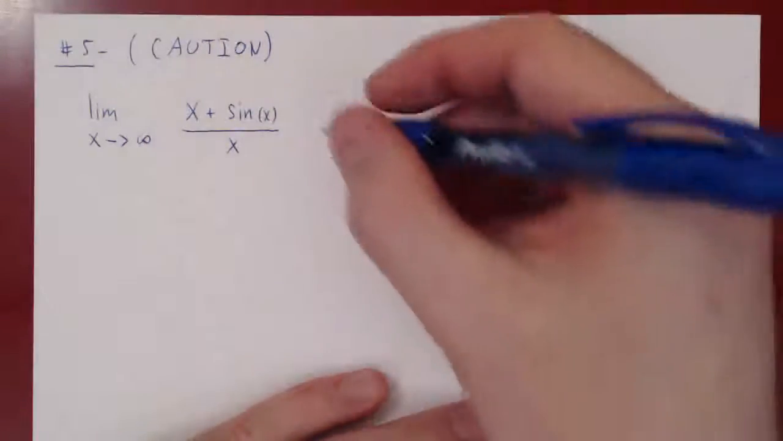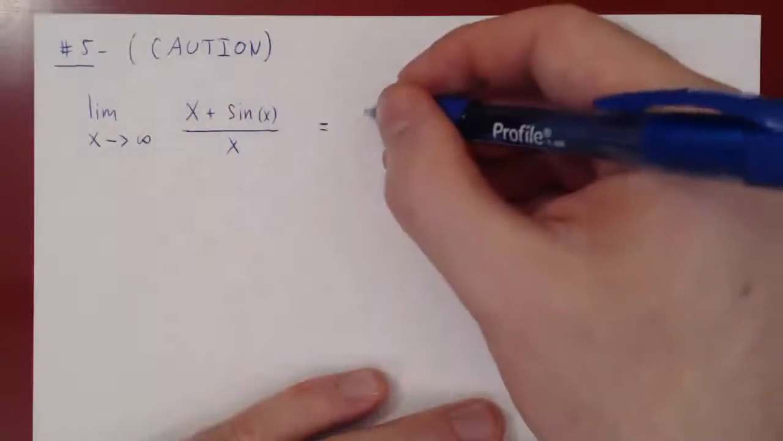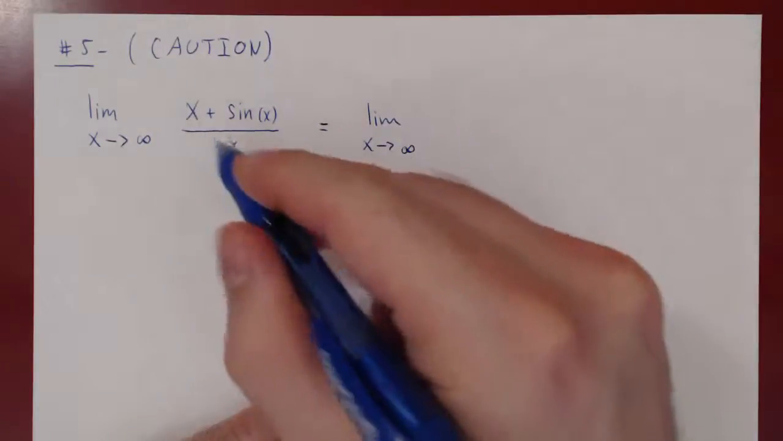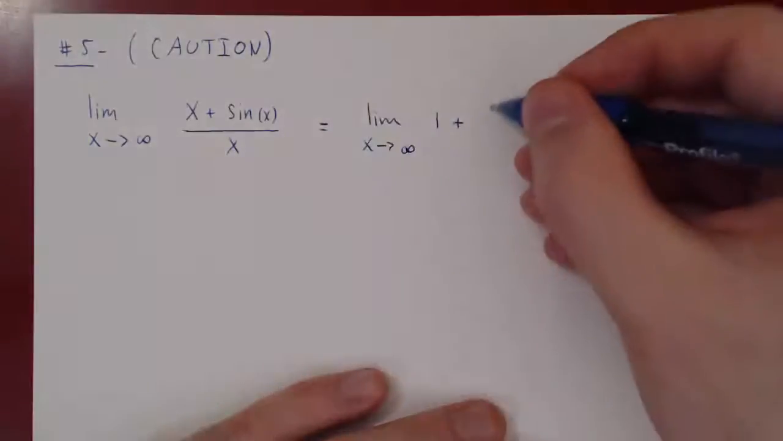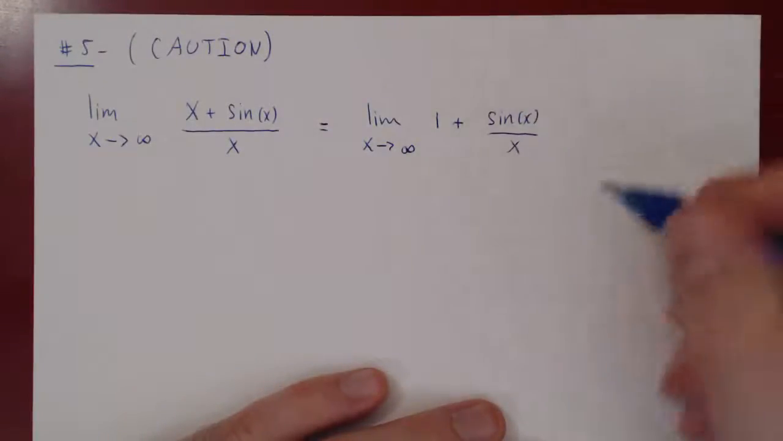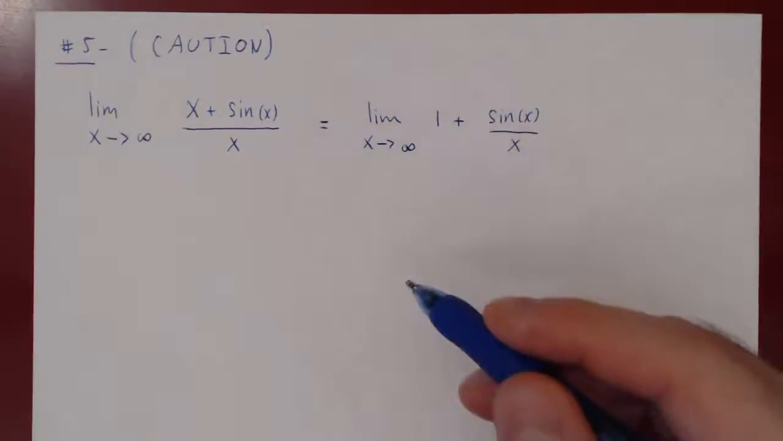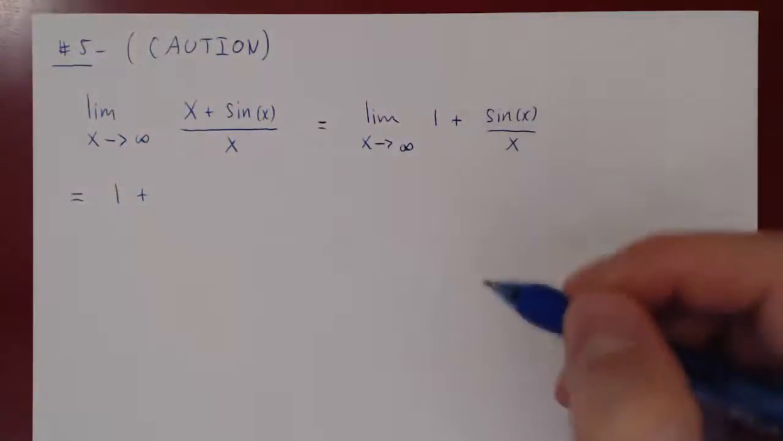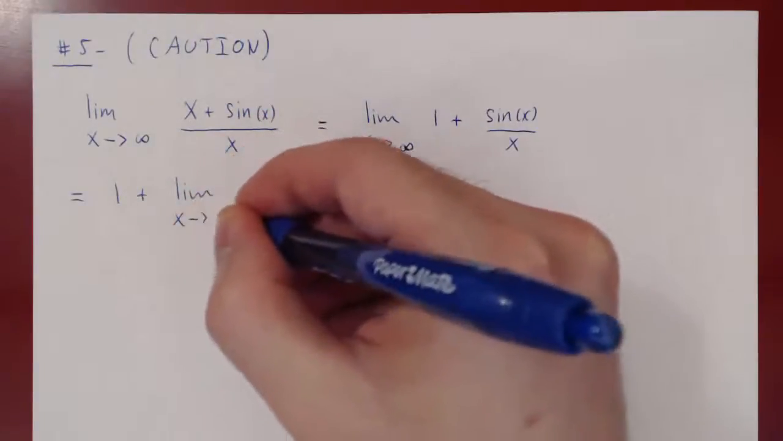Let's simplify the expression here. Let's divide it through both terms by x. We have the limit, as x goes to infinity. Well, x divided by x is just 1, plus sine of x over x. Well, 1 is always 1 no matter what happens to x, so we can pull the 1 outside, and so we'll simply have 1 plus what happens to sine of x over x as x approaches infinity.